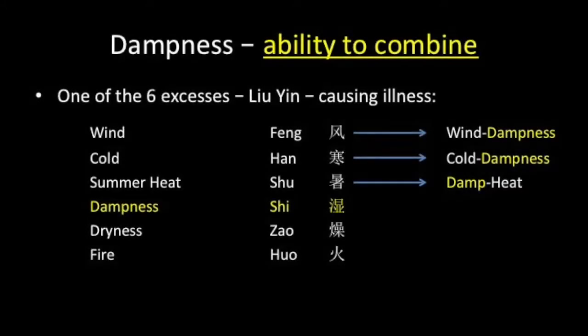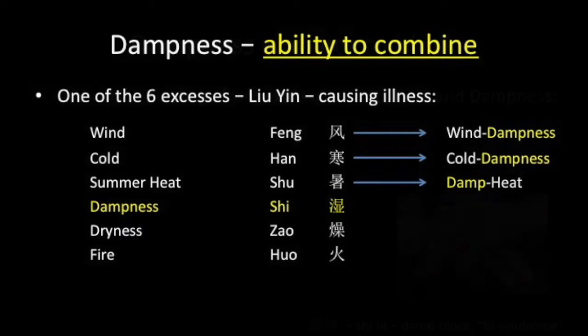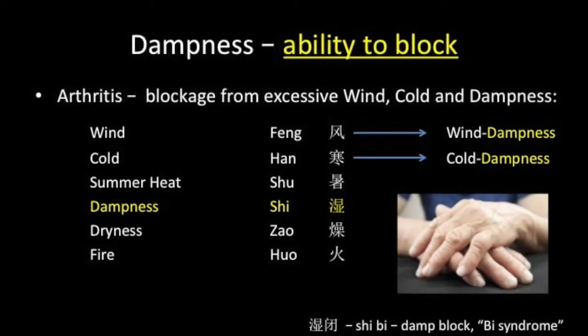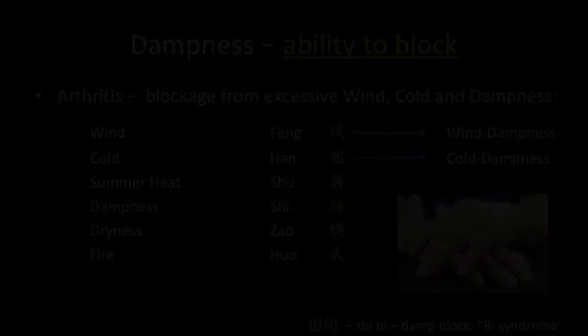One of the more troublesome aspects of dampness is that it easily combines with other factors, making treatment more difficult. Common combinations are wind dampness, cold dampness, and damp heat. These combinations actively contribute to blockage of any form in the body, be it qi, fluids, or nutrition. Arthritis, for example, is regarded as a blockage of qi and blood, and is ascribed to pathogenic wind, cold, and dampness. This blockage is called B syndrome in TCM.